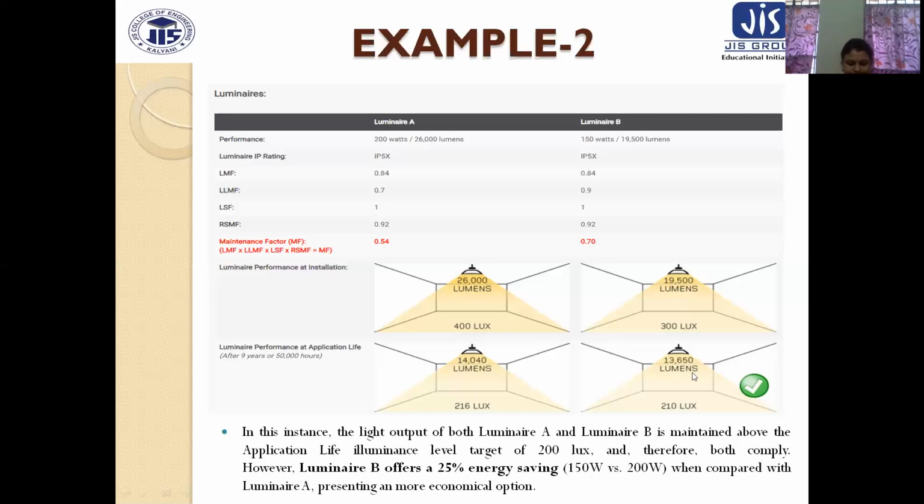And for luminaire B, the illumination is 210 lux, and the luminous flux equals 13,650 lumens. Okay, so in this instance, the light output of both luminaire A and B is maintained above the application life illuminance target of 200 lux, and therefore both comply. However, luminaire B offers a 25% energy saving, 150 watts versus 200 watts, when compared with luminaire A, presenting a more economical option.